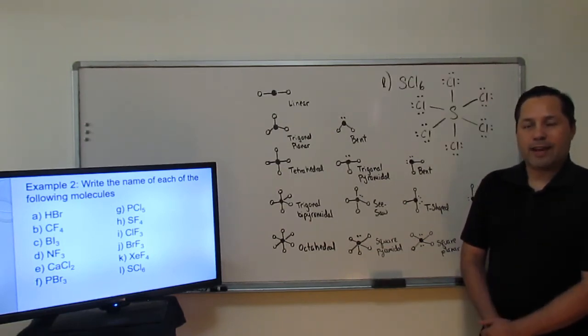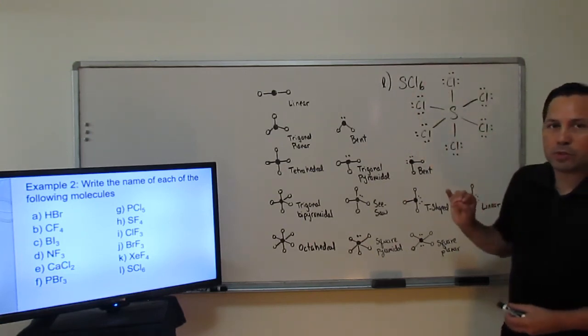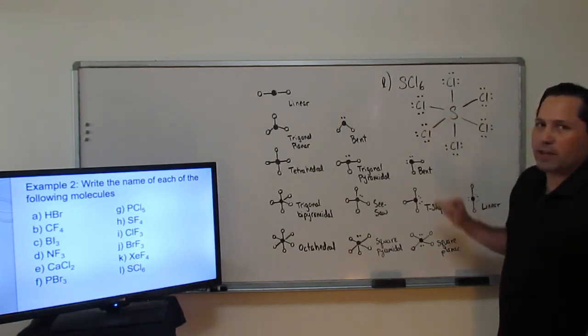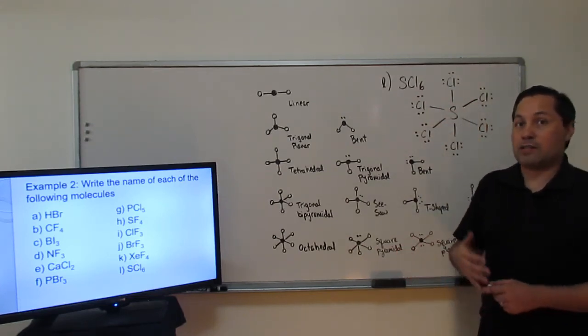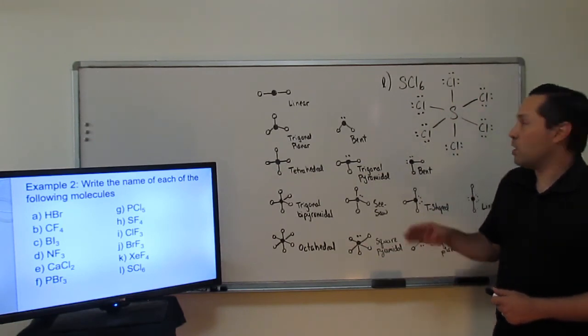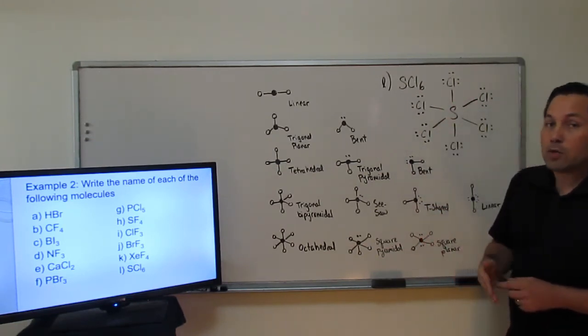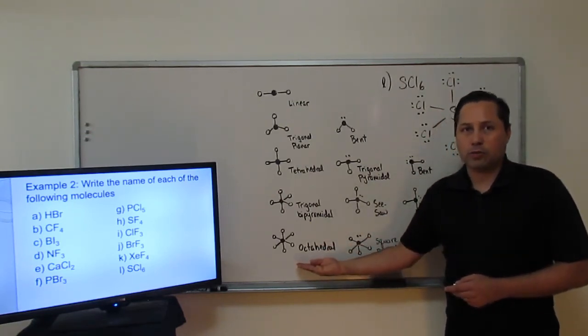Last for us is letter L, which gives us SCl6, sulfur hexachloride. So here's its Lewis dot diagram. You look at the central atom and you count how many shared pairs of electrons and how many unshared. It has 6 lines, those are the bonds, so it has 6 shared pairs of electrons and no unshared pairs of electrons around the central atom. So what is the name for this molecule? It would be octahedral.